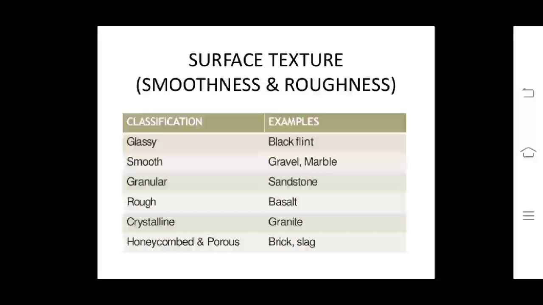Surface texture, that is smoothness and roughness. According to this, the classification is done as glassy, smooth, granular, rough, crystalline, honeycombed, and porous. Some examples: glassy is black flint, smooth textured aggregates are gravel or marble, granular aggregates are sandstone, rough textured aggregates like basalt, crystalline aggregates like granite, honeycombed and porous aggregates like brick and slag.